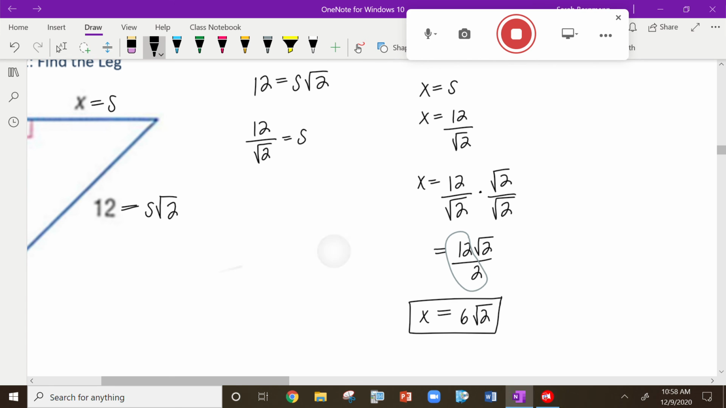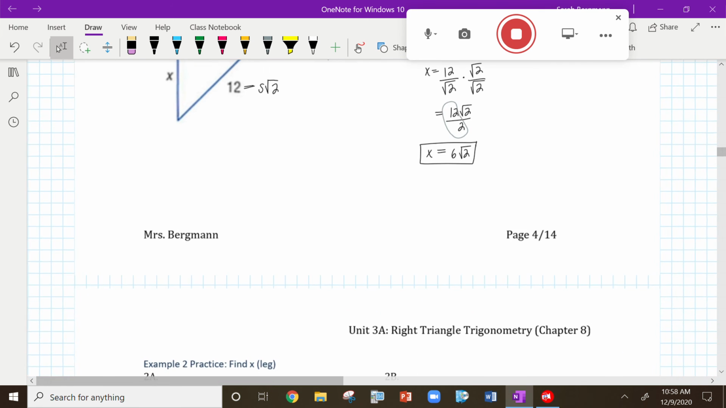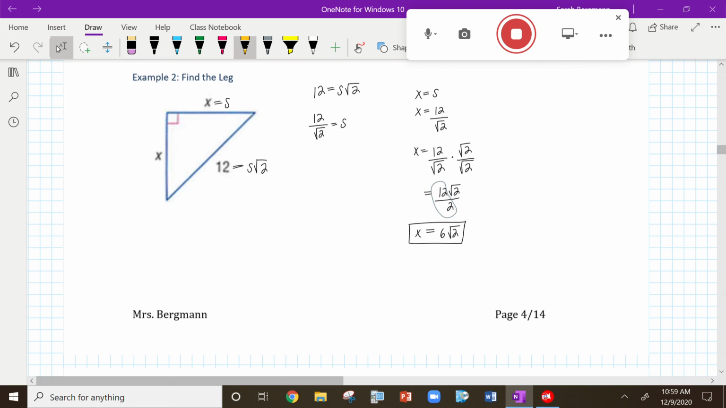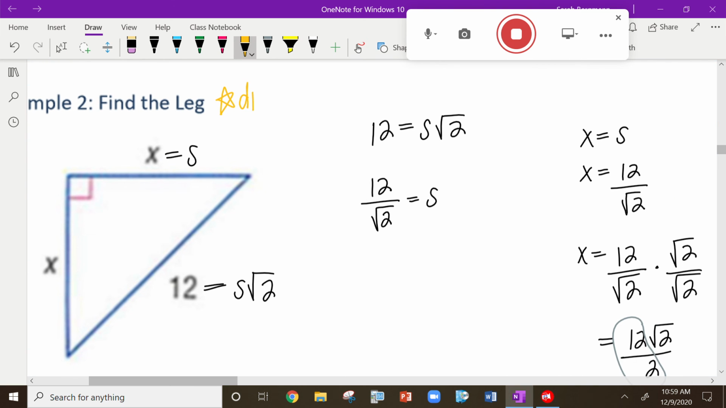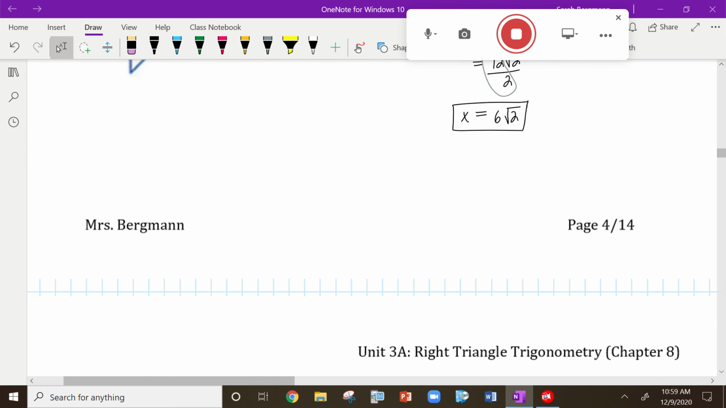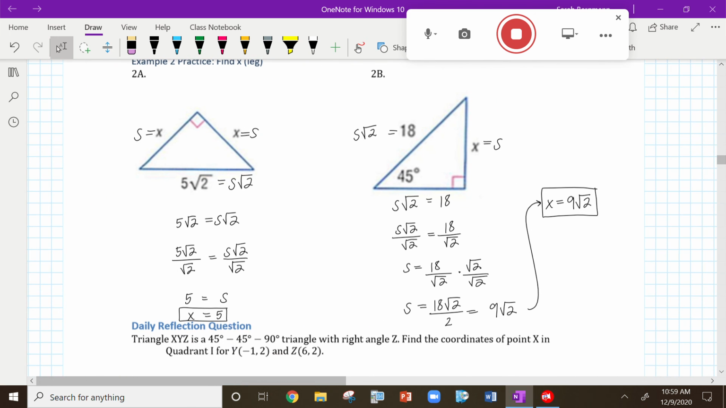Again, you could get an approximate answer by plugging it into your calculator. As a hint for you on this one, you're always dividing the hypotenuse by square root of 2. Pause the video and try the practice problem below. Okay, here are your correct answers.